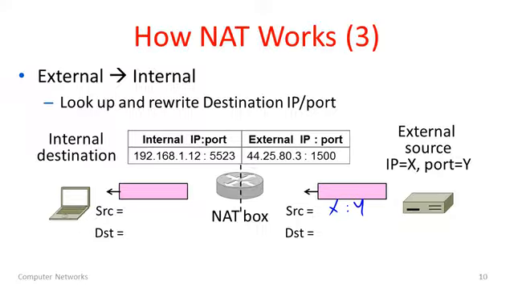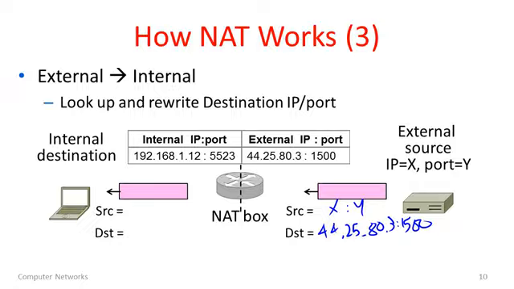The destination, where's it going to go to? It will reply to whatever the source is on the packet it received. And I can remember the source, we made this external IP address and port. So the destination of this packet will be the previous source, which is 44.25.80.3:1500. That packet arrives at the NAT box because the destination IP address takes it there.